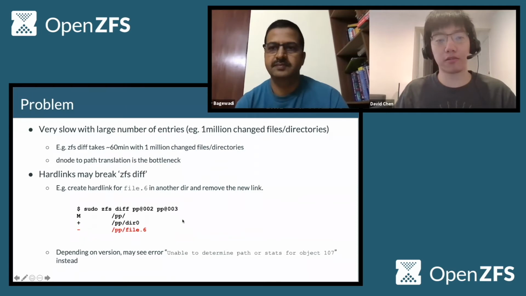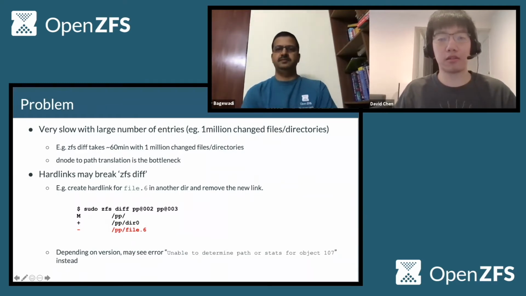But we found out that there's a problem if you have a large number of changes between snapshots. ZFS diff will take a very long time. It's very slow. For example, we have a case with 1 million changed files in a directory, and it takes about an hour.